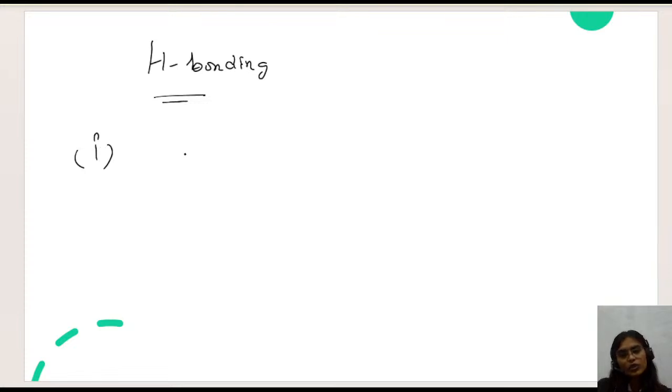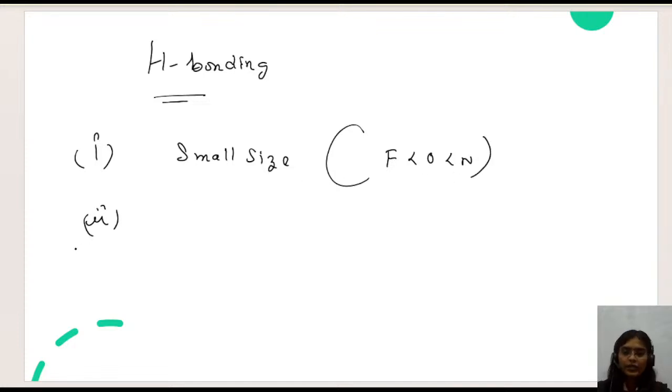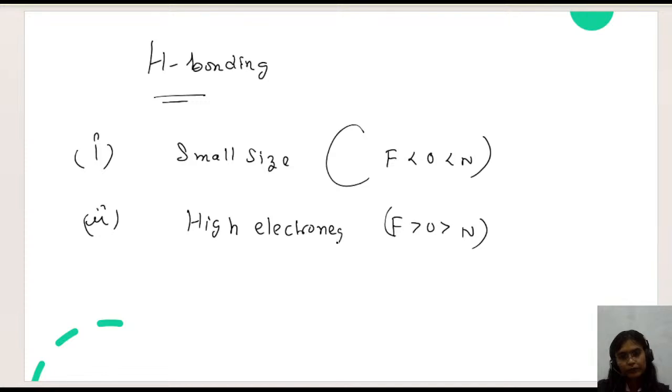Two points we're requiring. Point number one, small size of atom. So size order wise, fluorine is smaller in size, then followed by oxygen, then nitrogen. We discussed so many times that fluorine is at the top of the periodic table, so it's a small size. And if we go with electronegativity, fluorine is more electronegative than oxygen, than nitrogen, right? So electronegativity wise as well, fluorine is the winner. So technically HF has a stronger bonding over the H2O molecule.